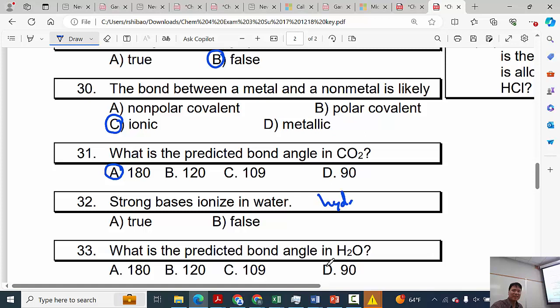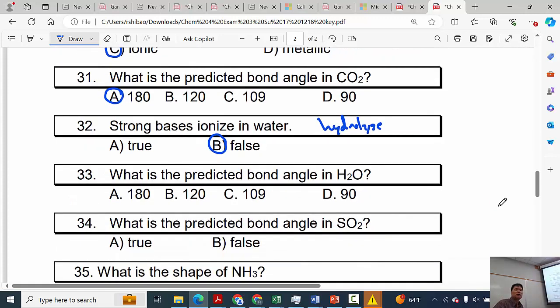Actually, wait. Bases hydrolyze in water. They don't ionize, so this is actually false. Think of ammonia in water. Does ammonia ionize? No. Ammonia hydrolyzes, meaning it reacts with water. What is the predicted bond angle in H2O? 109. This is the ideal. I should say, what is the predicted ideal bond angle? The distorted angle is about 105 because there are two lone pairs.